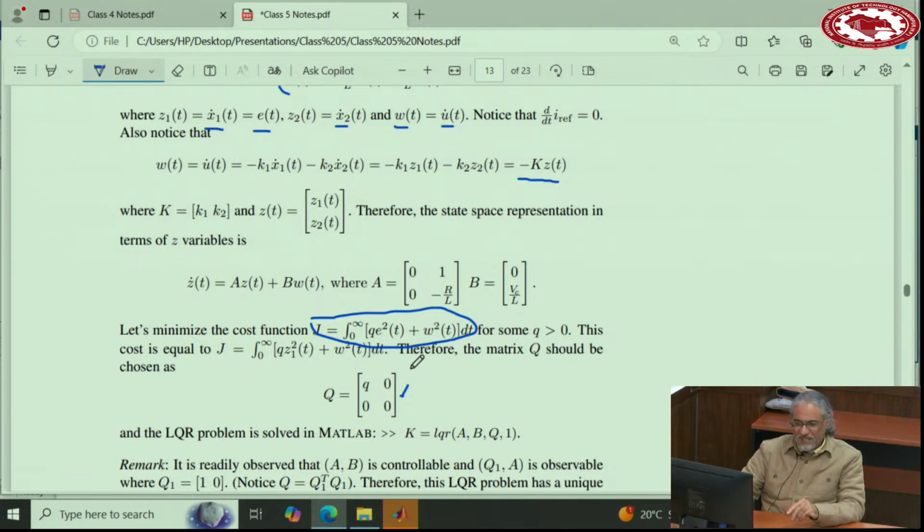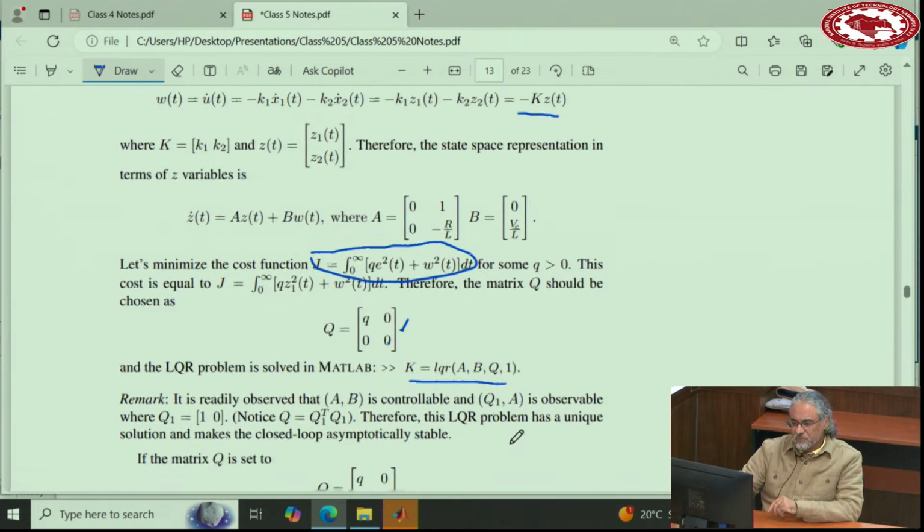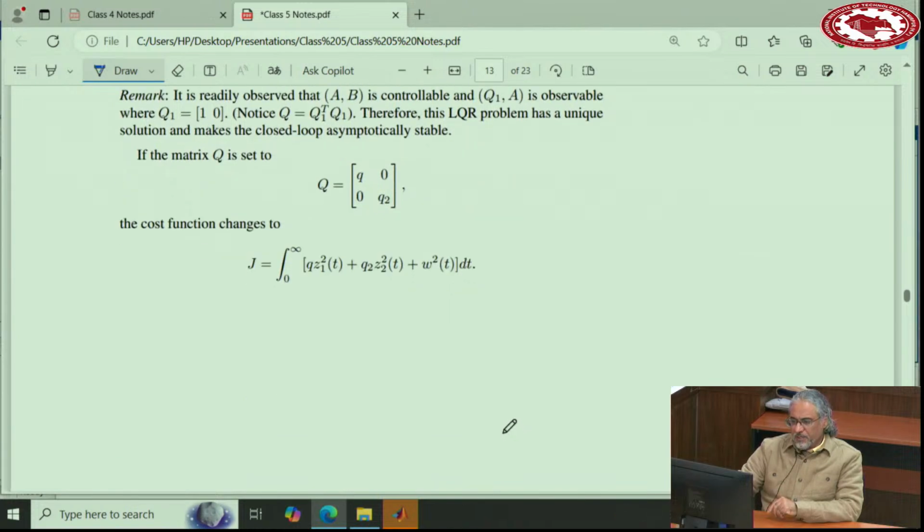Okay. Now I will explain later as we go on what happens if you add another Q here in the second one. So you solve LQR. And then if you add another Q, that's what I explained here, that will be this one. So this will be the tracking error, this will be the derivative of the current.